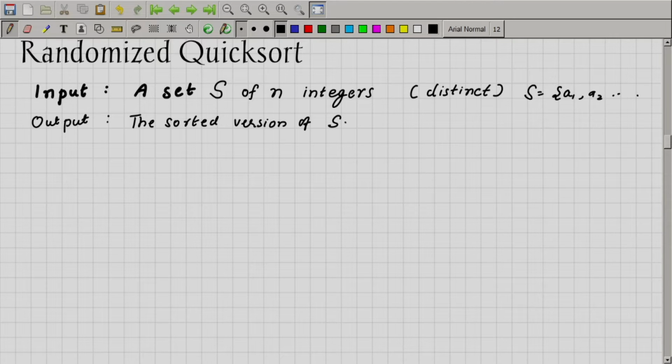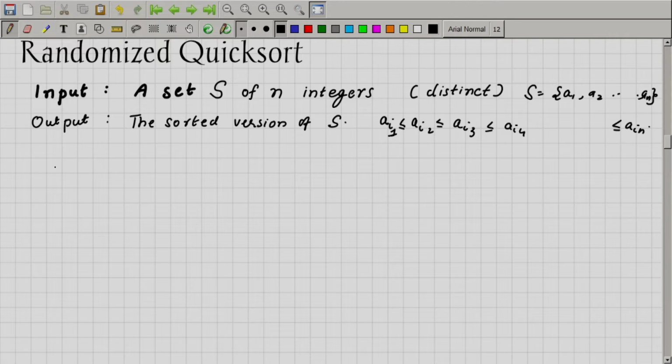A1, A2, up to AN, then the sorted version would be, let us say, AI1 followed by AI2, followed by AI3, followed by AI4, and so on up to AIN. So, that is what we expect as the output. Now, there is a deterministic algorithm which does this. For a randomized algorithm, let us first understand what are the requirements that our algorithms must meet.